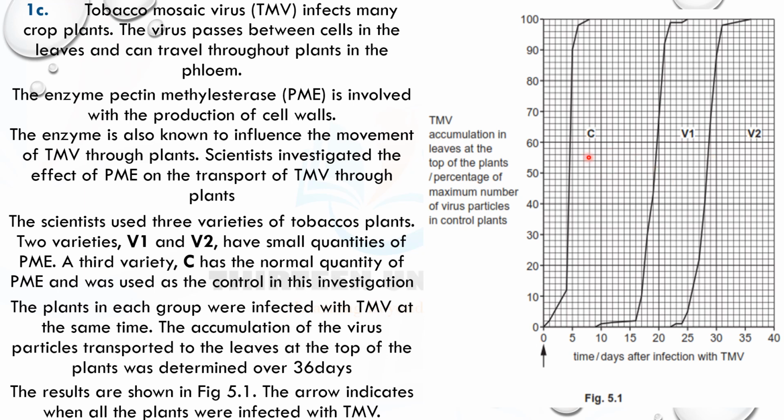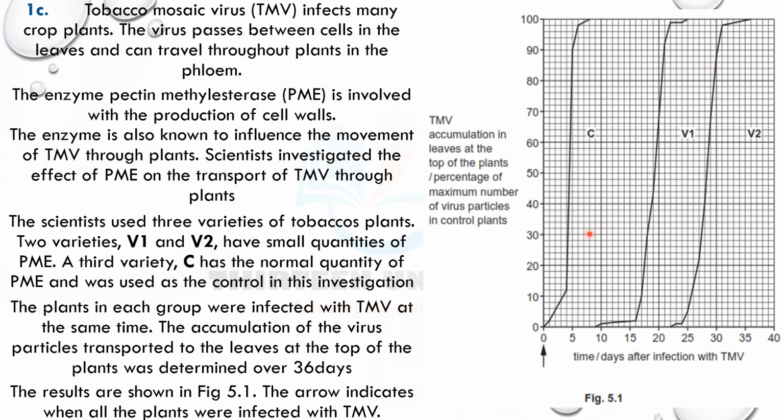So the next point is, it doesn't matter whether it is small quantities or normal quantities, they all reached the maximum accumulation percentage. All right, so let's look at the differences. You can see that C reached the maximum accumulation percentage faster than the rest.